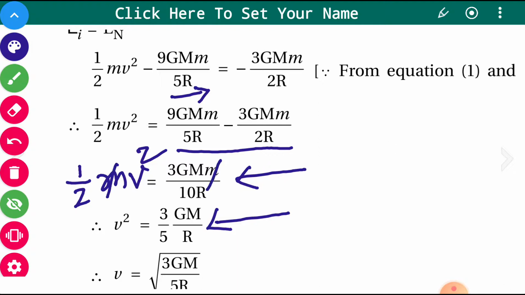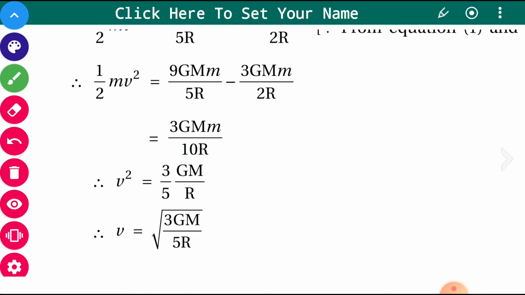m can be cancelled out and v square can be made the subject of the formula. Then 2 phi z becomes 3 by 5 gm upon r. Take the square root of it, then you will get v is equal to under root 3 gm upon 5r.